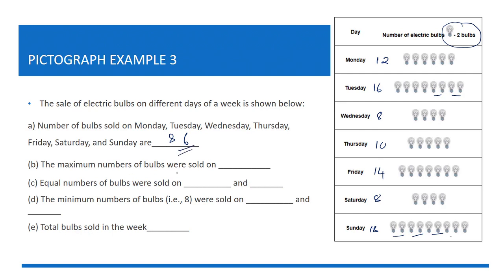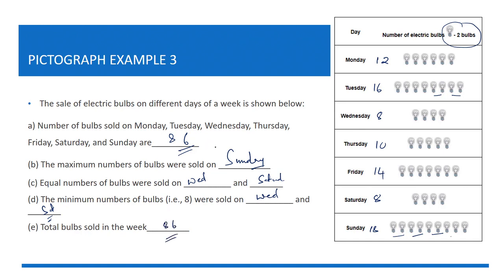The maximum number of bulbs was sold on Sunday, because that is 18, right? Equal number of bulbs were sold on Wednesday and Saturday. The minimum number of bulbs, that is 8, were sold again on Wednesday as well as Saturday. The total bulbs sold in this week, we've already found, is 86.